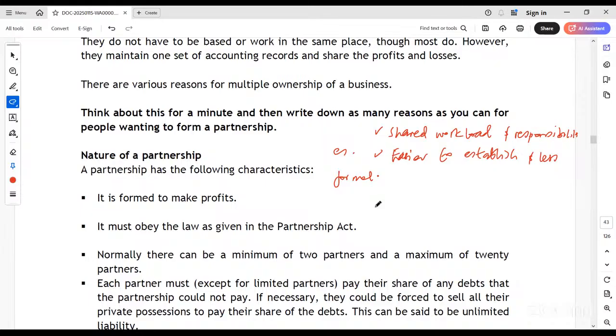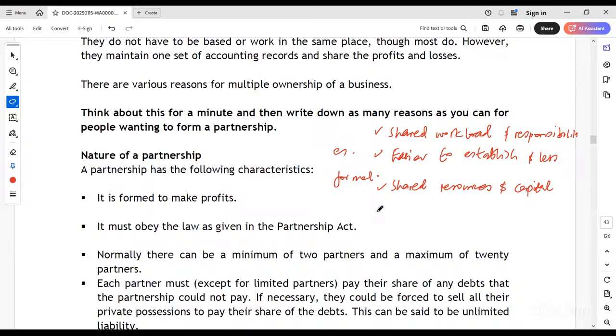What else? Shared resources and capital. As someone talked about raising capital, shared resources and capital. So there is more financial power. When we combine financial resources of two or more individuals, we can get a large pool of capital, because all the partners have to contribute something.